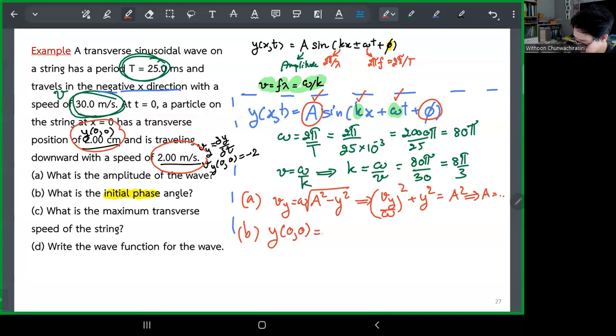So what you are getting is A sine of 0 plus 0 plus phi. See that? That's the only thing left for you inside the sine function. And you just equate that to 2 centimeter. Centi is 10 to the negative 2. And from here, you will be able to figure out phi equal to what? Beautiful.